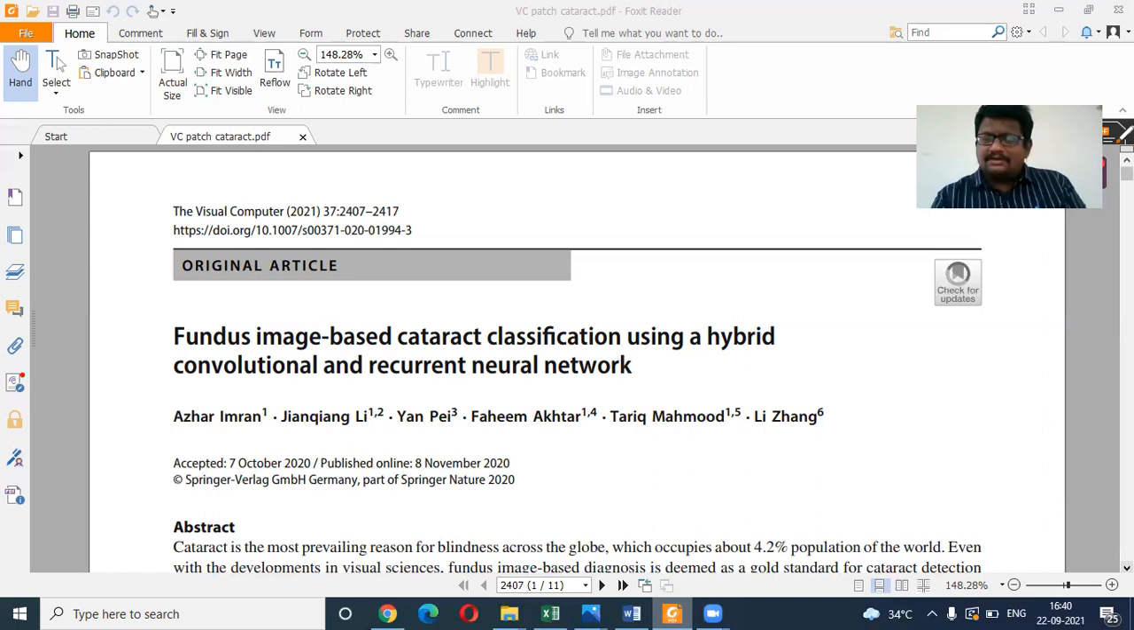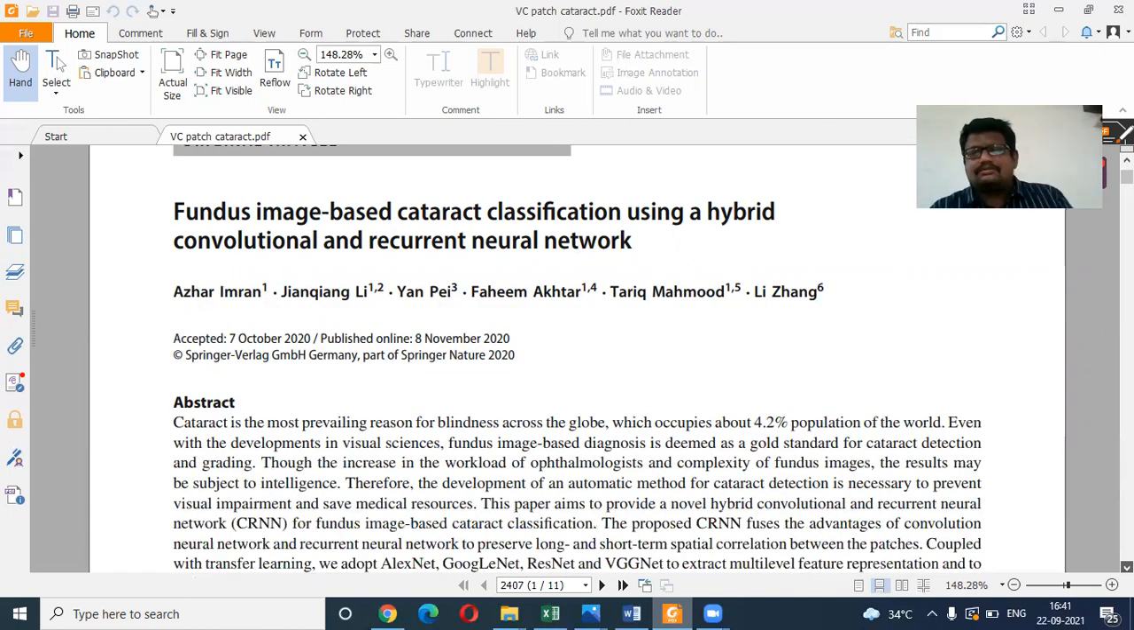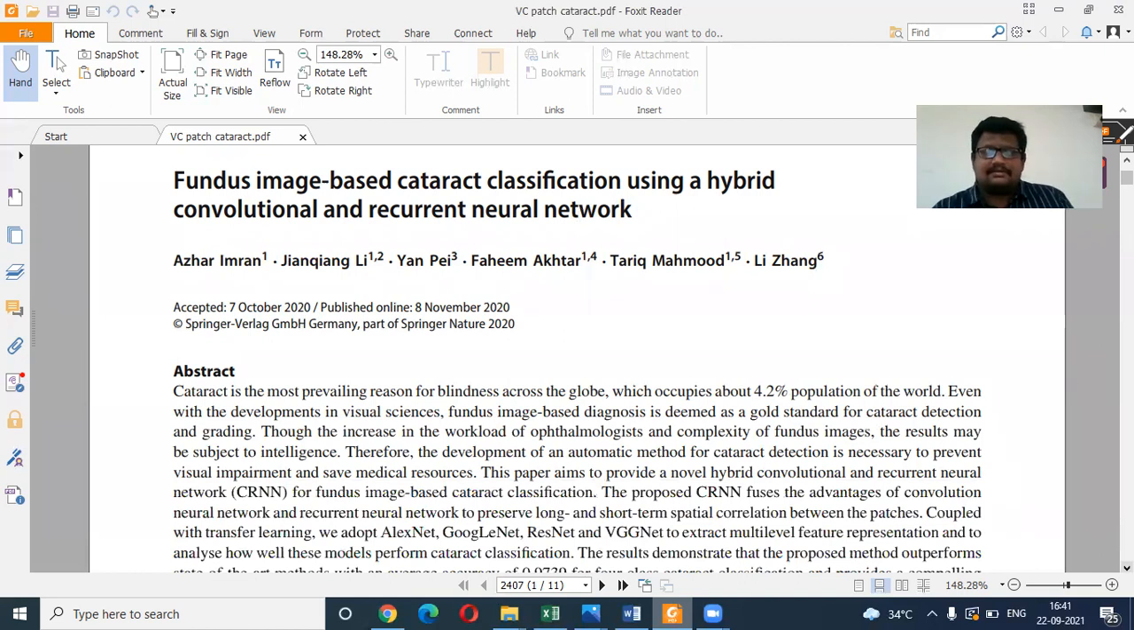To begin with, and to build interest in the topic, let me elaborate on some of the work done in patch-based image classification. We can see a paper on fundus image-based cataract classification. In this paper, they have classified cataract and normal images based on the entire image and the patch images. When you look at the abstract, I'm not going to explain the entire paper, only the concept required to know why we are going for patch extraction. That's what I'm going to tell now.